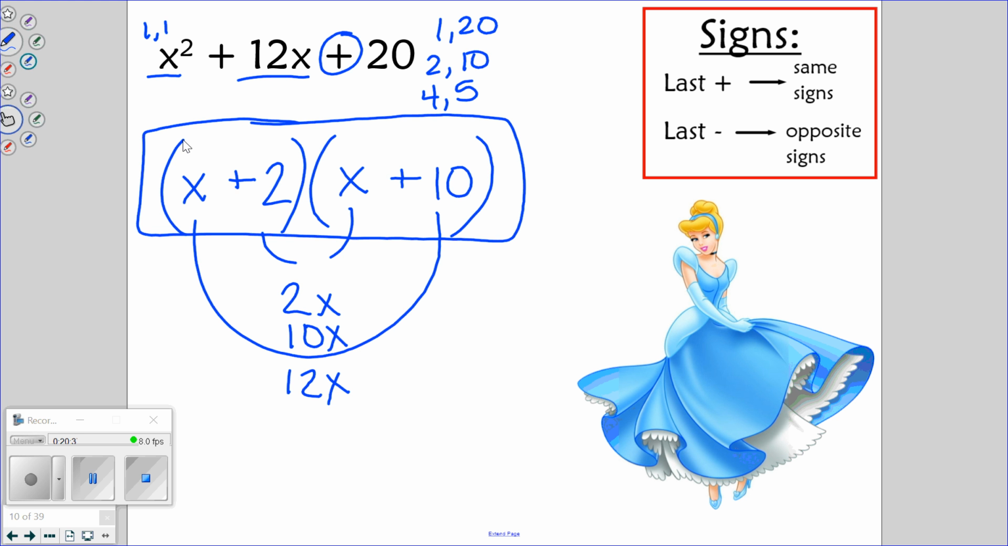Donnie? Yes. I'm multiplying like 2 times x, x times 10. But these are like terms. You add them. No, you're adding those together.